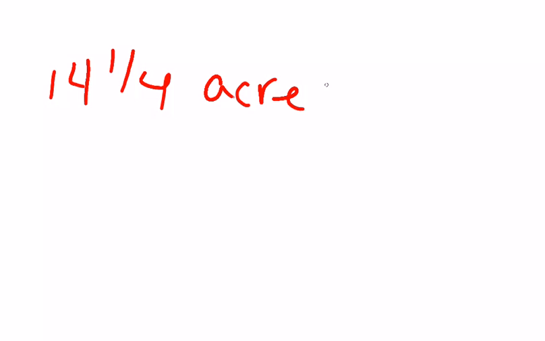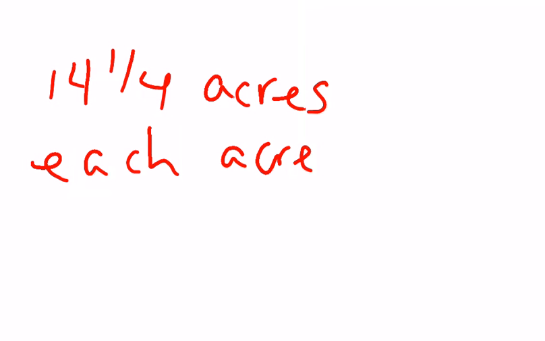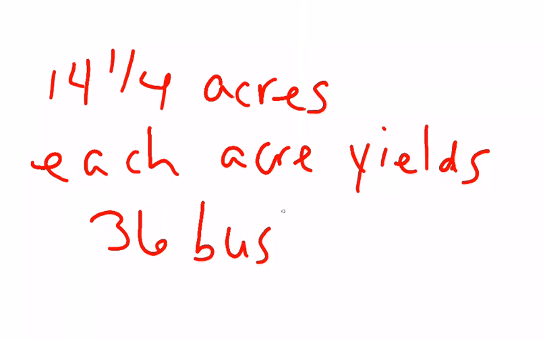Next example, find the number of bushels of wheat to be harvested from 14 1/4 acres if each acre yields 36 bushels. So they have 14 1/4 acres, and each acre yields 36 bushels. Bushels is a form of measurement.